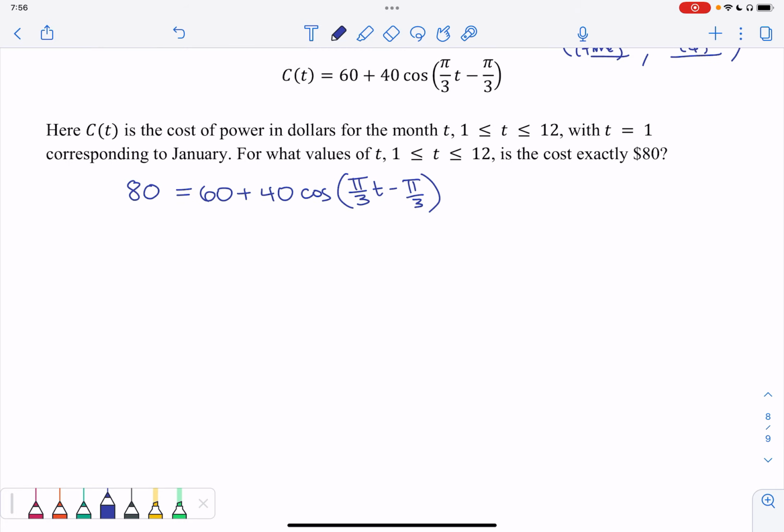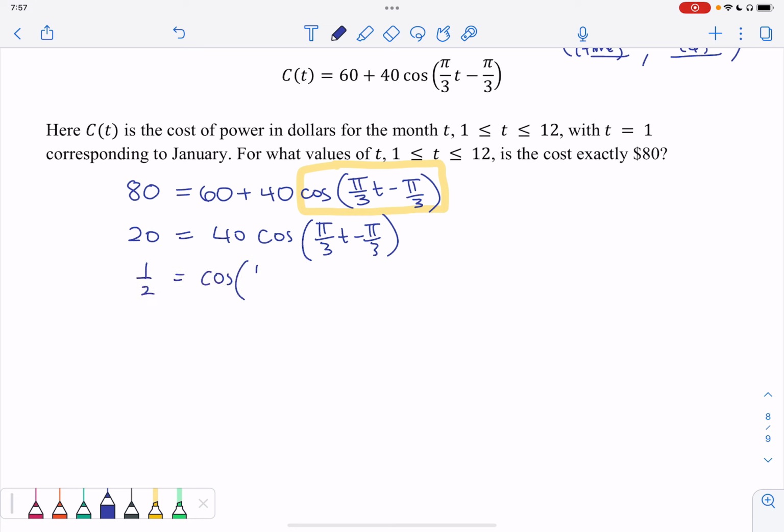So first I need to try to isolate my cosine. Subtract 60, I get 20 equals 40 cosine of pi over 3t minus pi over 3. Divide 40 on both sides, I get 1/2 equals cosine of pi over 3t minus pi over 3.